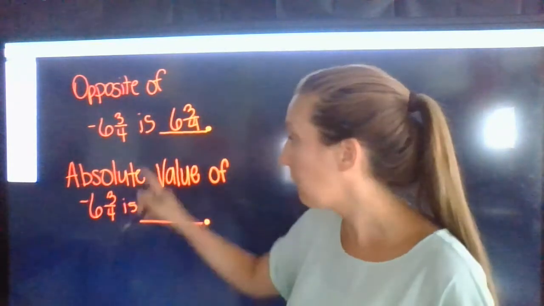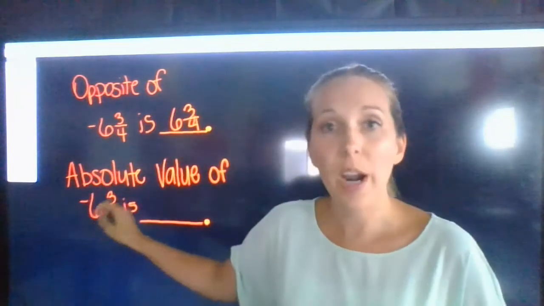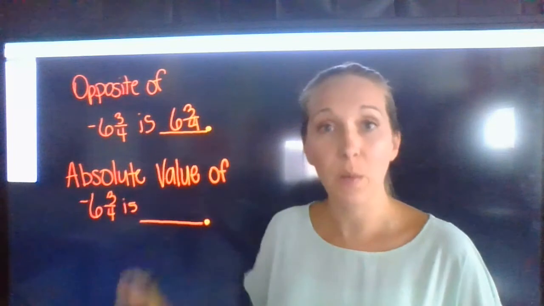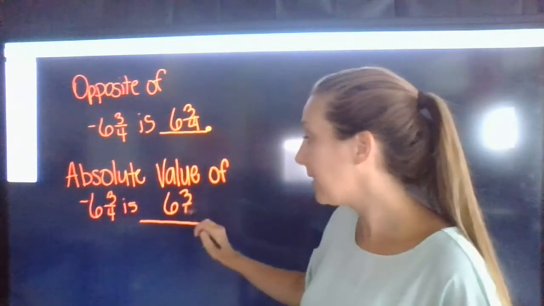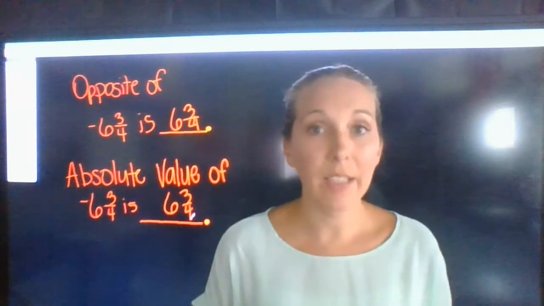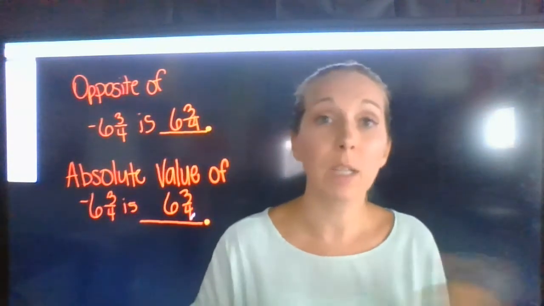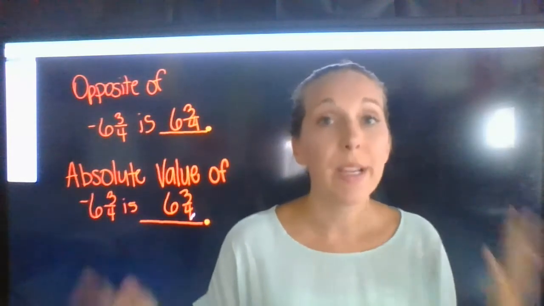Let's make that clear. Absolute value here is distance from 0. So how far is negative 6 3/4 away from 0? It is 6 3/4 spaces from 0. Now again, absolute value is not asking for a direction, which would tell us positive and negative. It is asking for just how far is it from 0.